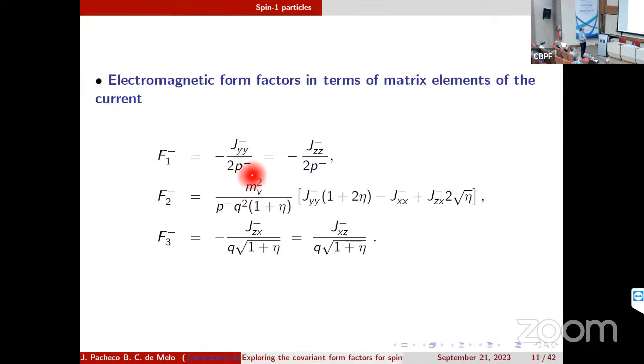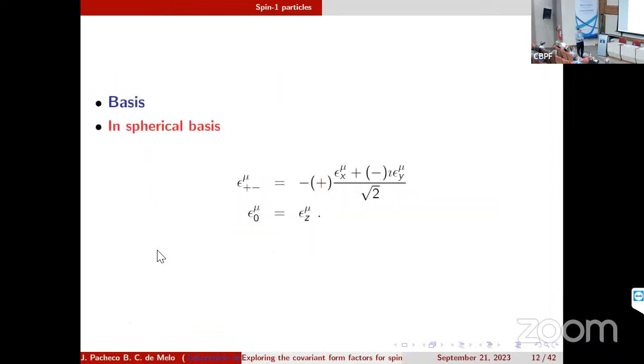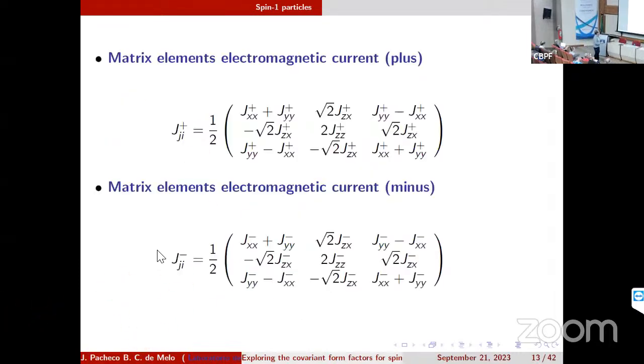And I obtain F1, F2, F3. I'll call it minus now because I calculate with the minus component. Okay? Still the correct here. So the change of signal, because I change the final polarization with the initial polarization. And now I go to spherical basis. It's very technical. Don't worry about that.